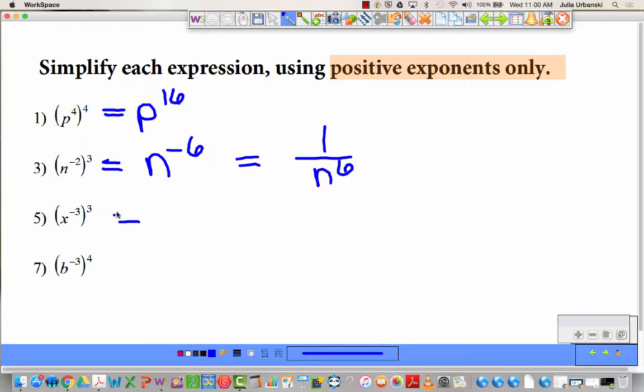I'll show you this one. What would this one be? X to the what? Anytime you see a negative exponent and you're trying to write it in positive exponents, you need to automatically move that whole thing down to the bottom of the fraction. That's like X.